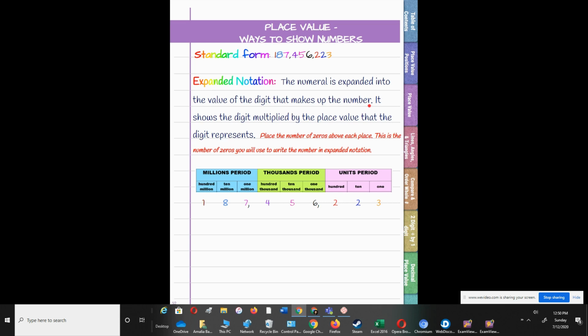So I like to think of it like blowing up a balloon. We're expanding it. We're going to be doing the same thing on the numbers. It shows the digit multiplied by the place value that the digit represents. Place the number of zeros above each place. This is the number of zeros that you will use to write the number in expanded notation. So this is a little tidbit to help you when you're writing expanded notation.